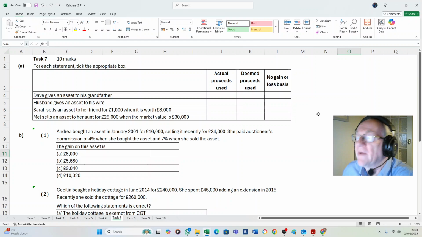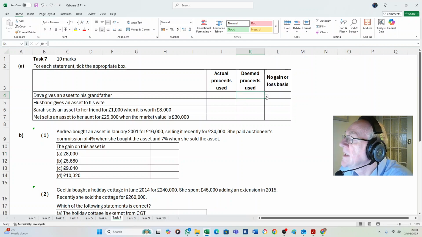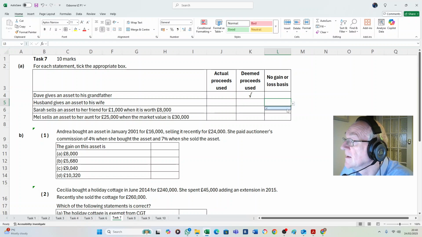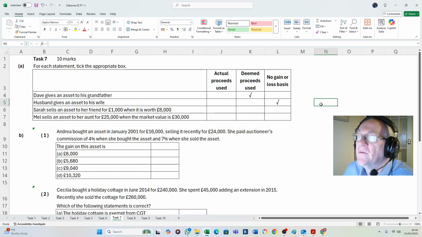An asset to your grandfather. Grandfather is connected. So deemed means the market value, another way of saying the market value. An asset to the wife: no gain or loss at the moment between husband and wife. The loss or gain will be when they sell it on outside. Otherwise you'd sell stuff between husband and wife and back, make losses and gains all the time, and end up finding a way of paying no tax.